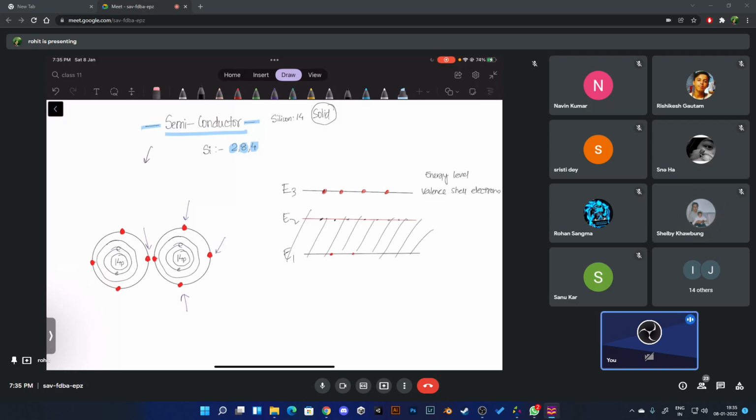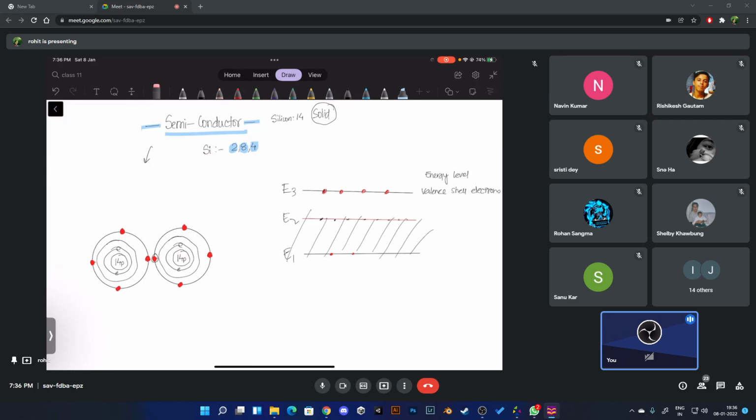E3. Okay. But I told you just a while ago: will these electrons have exactly the same energy as this electron, or slightly different? Slightly different. That's what I told you. All the electrons in a solid cannot have the same energy values. Slightly they are going to be different because of their position actually.